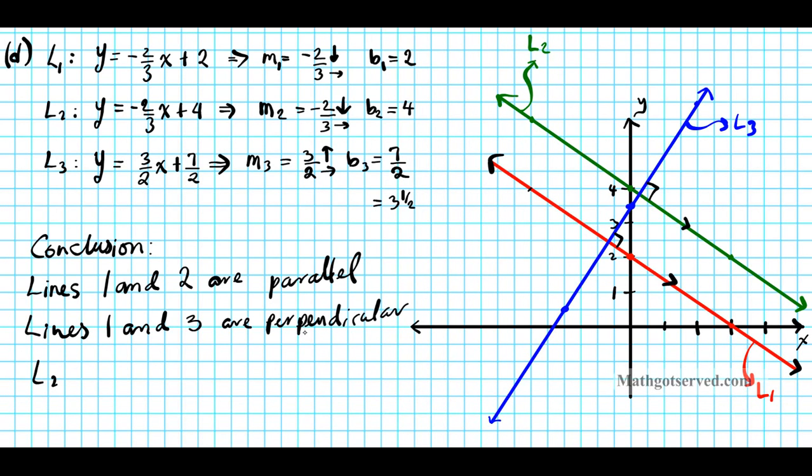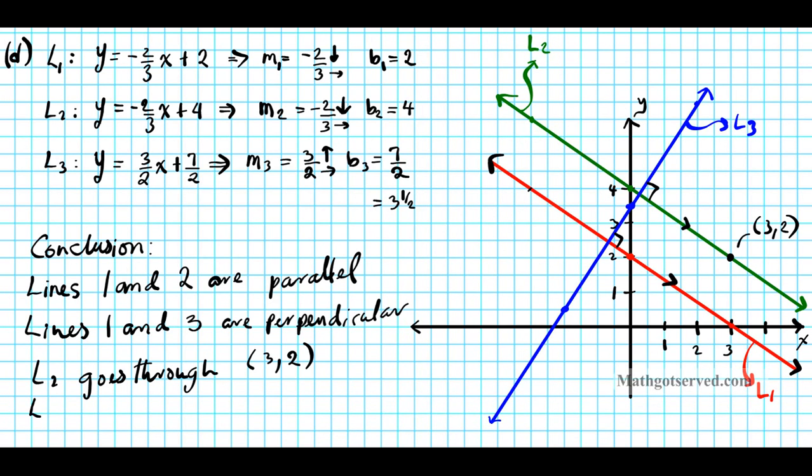L2 was supposed to go through the point 3, 2, right? But is that the case? Where is 3, 2? Let's see if L2 goes through 3, 2. So 3, this is 1, 2, 3, and then go up 1, 2, bam. This is 3, 2. L2 goes through 3, 2. It's a requirement. If it didn't go through 3, 2, that means our graph is wrong.